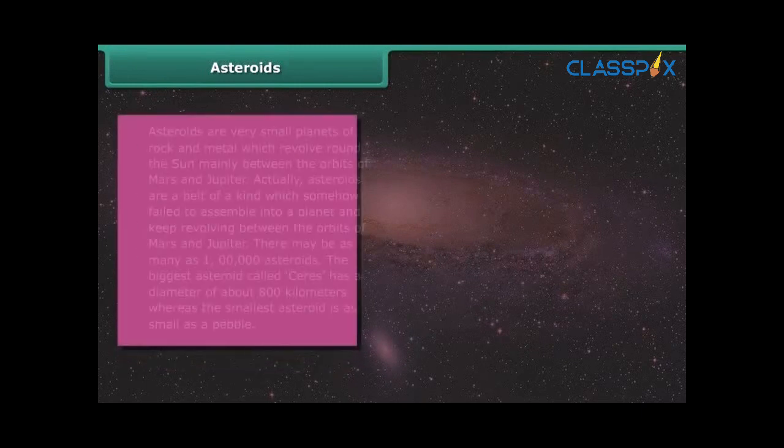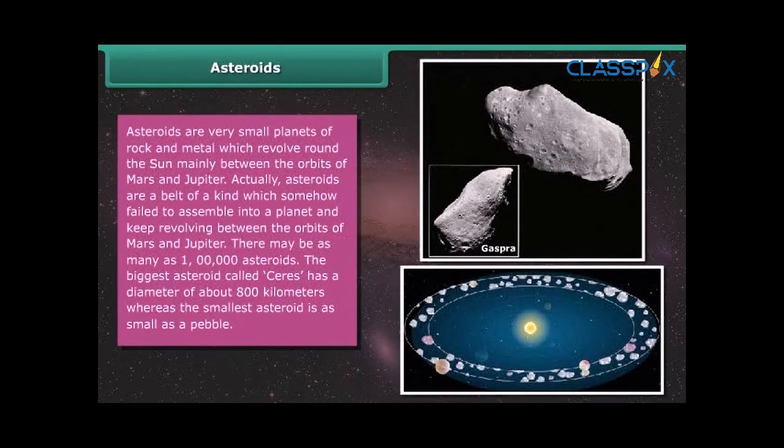Asteroids. Asteroids are very small planets of rock and metal which revolve around the Sun mainly between the orbits of Mars and Jupiter. Actually, asteroids are a belt of a kind which somehow fail to assemble into a planet and keep revolving between the orbits of Mars and Jupiter. There may be as many as 1,00,000 asteroids. The biggest asteroid called Ceres has a diameter of about 800 kilometers, whereas the smallest asteroid is as small as a pebble.